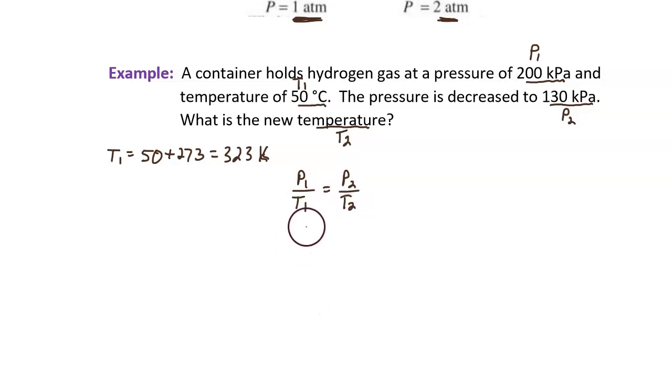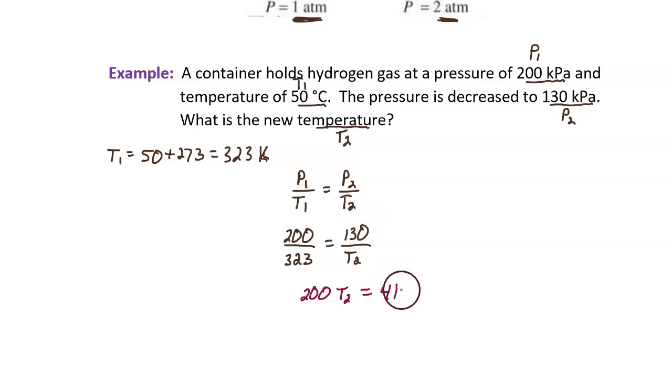Now let's make substitutions. In place of P1 is the 200. In place of T1, what do we put? 323 Kelvin, not the 50 Celsius. P2 is 130, and T2 is where we have our variable. Now we're going to use our algebra skills to decide how to solve this kind of equation. This has the format of a proportion, so cross multiplication works well. Multiply diagonally, 200 times T2, and that will equal, and then multiply the other diagonal, 323 times 130.